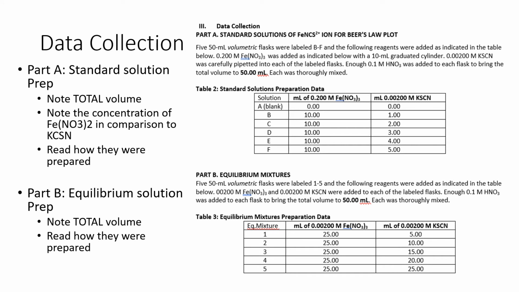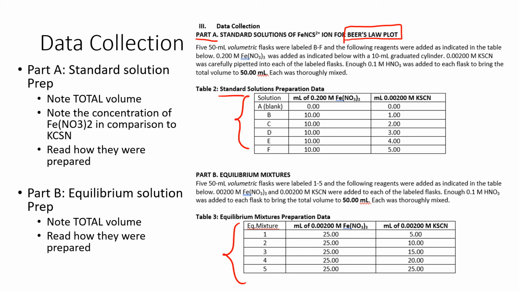Okay, so in the data that we have, as far as data collection, we have information already presented, and maybe a few more data already collected and presented, but I have it in the next sections because it's more relevant to that. But as far as this part 3 data collection, we have 2 different tables. We have our standard solutions prep data, and then we have our equilibrium mixtures prep data. So this standard solutions is what we did in part A. We made some standard solutions in order to measure information for a Beer's law plot.